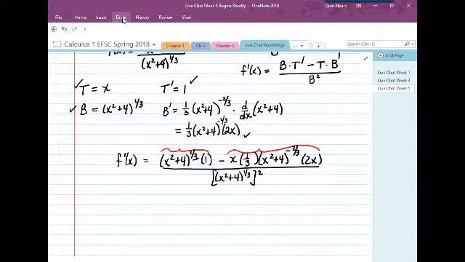So let's try that. So we have f prime of x equals, okay, we have a common base, which is x squared plus 4 and x squared plus 4. But what power do you factor out?